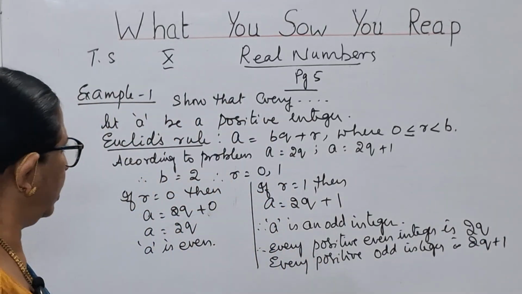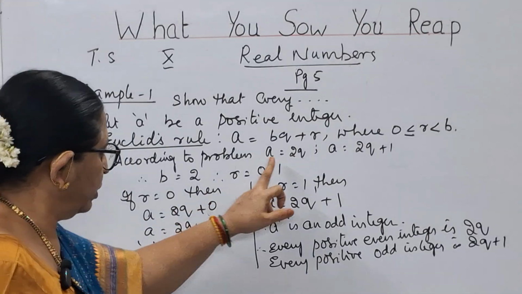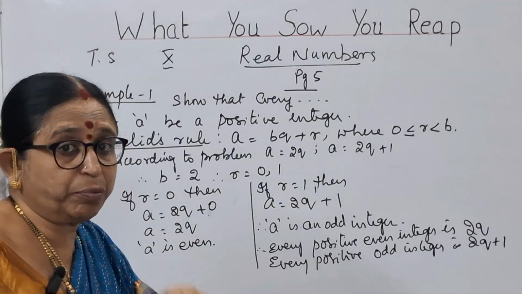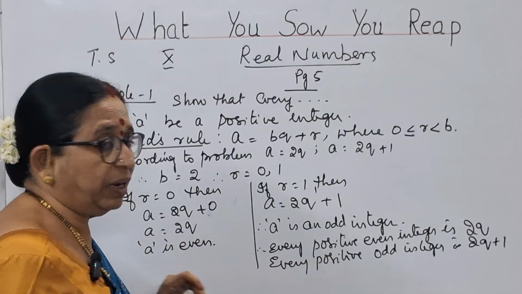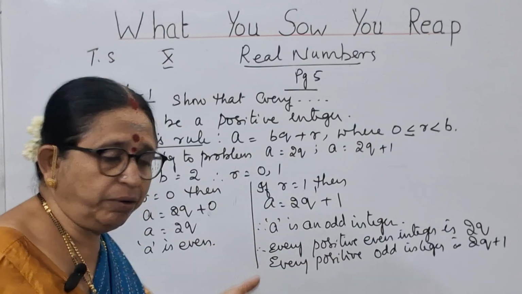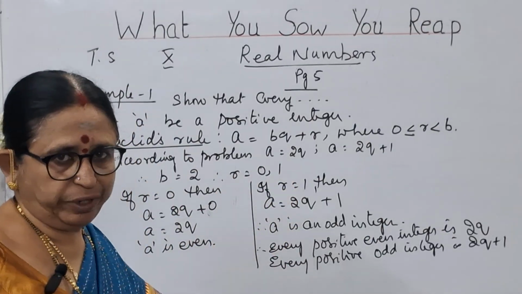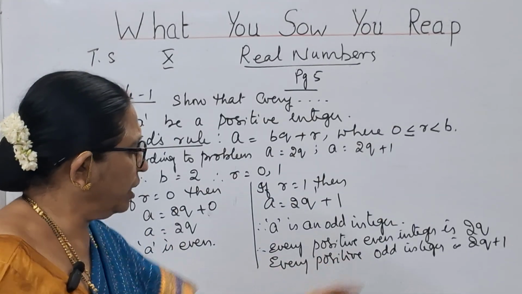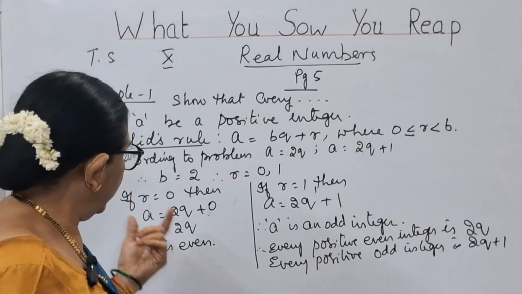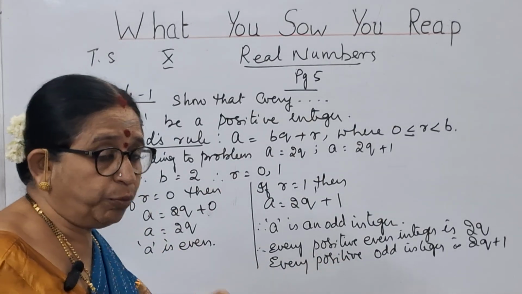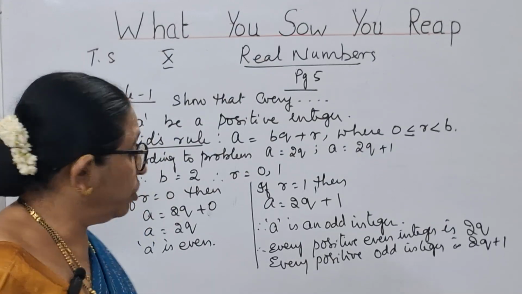So go through it. I hope you have understood, children. According to the values that they have given in the problem, you should take the b value. Based on the b value, you have to take r, and substituting r, if you proceed with the problem, you will get what they have asked. They are asking to prove that every positive even integer is in the form of 2q.